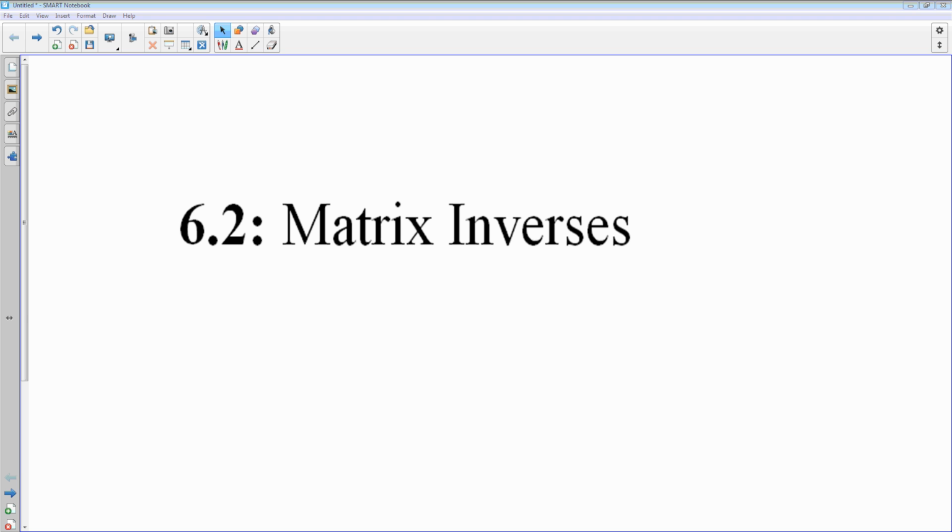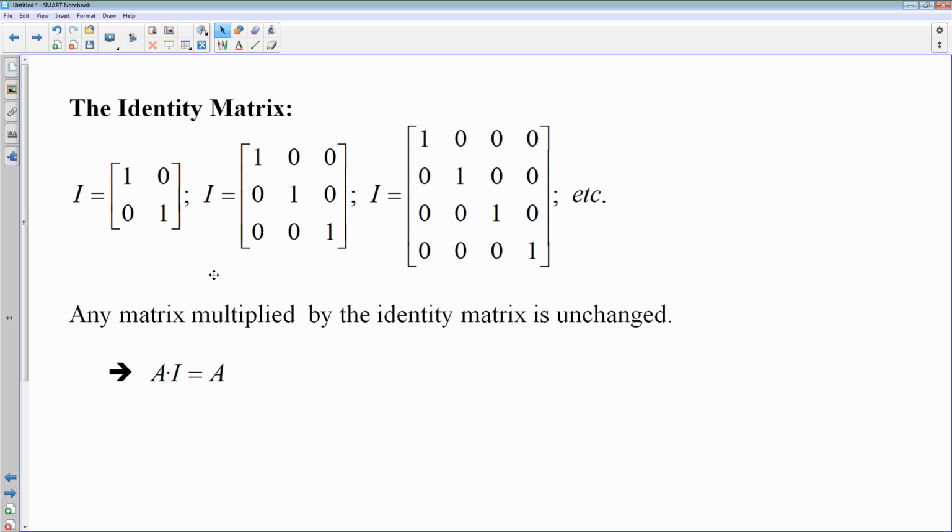All right, matrix inverses. Okay, first, before we get into the inverses, we've talked briefly about the identity matrix. The identity matrix is a square matrix that has a diagonal of ones with zeros everywhere else, and it could keep going on. You could have a 5 by 5 or a 20 by 20 identity matrix, but that's what it would look like.